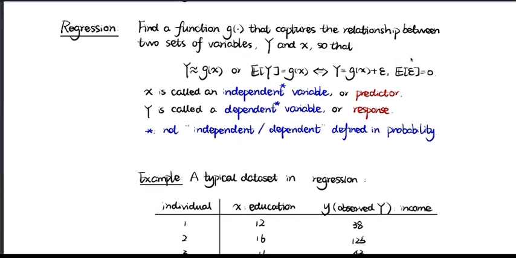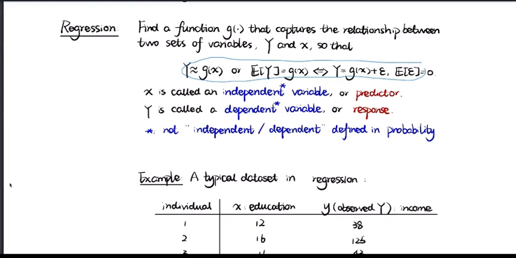Now, when you take a look at this, we're relating y is approximately g of x. We're trying to say that g of x, a function of x, is what we need. It's going to be a relationship between y and x, the response variable and the independent variable.